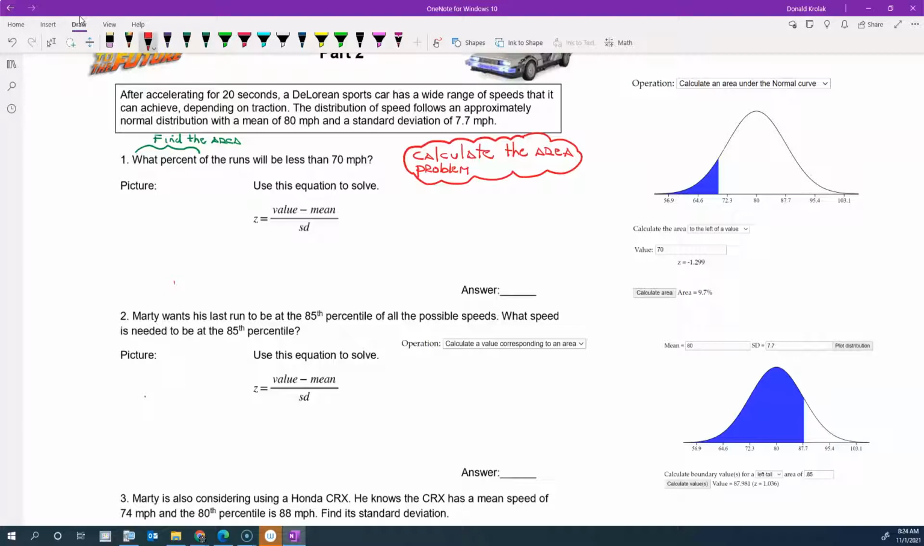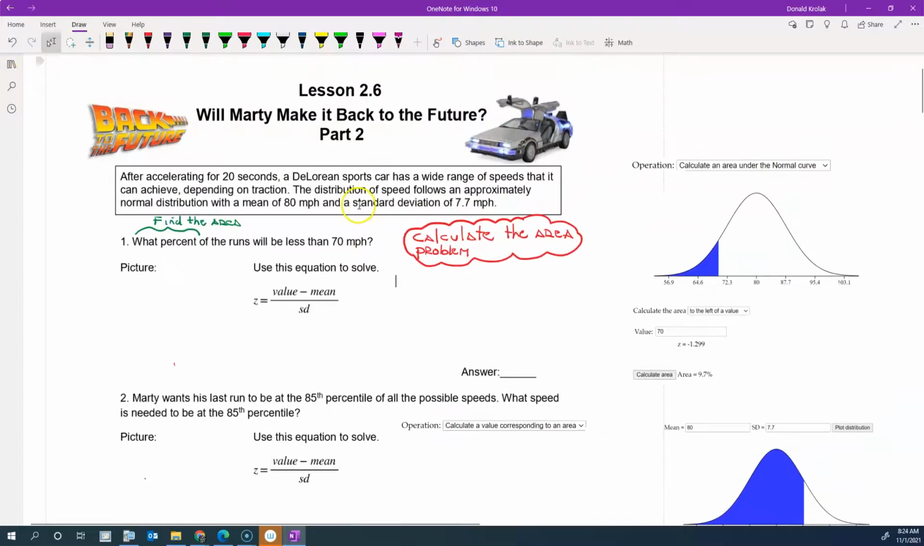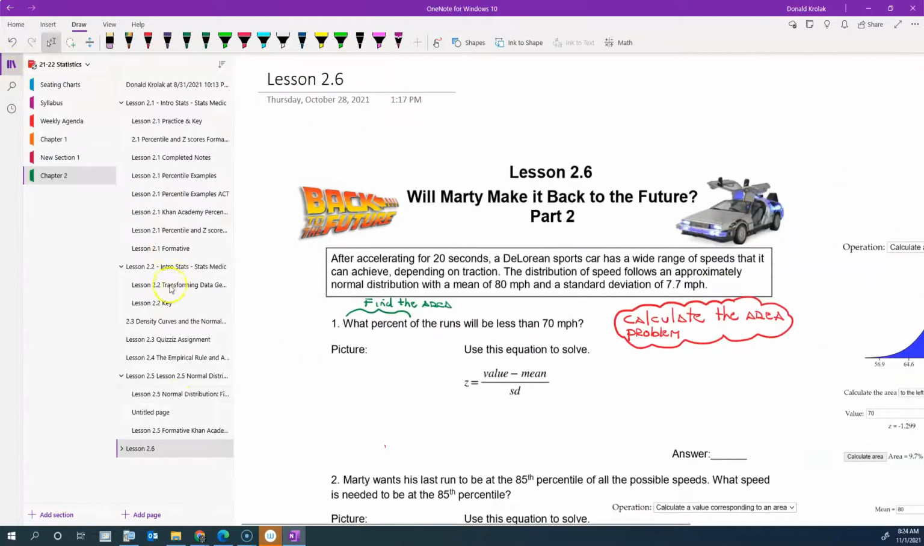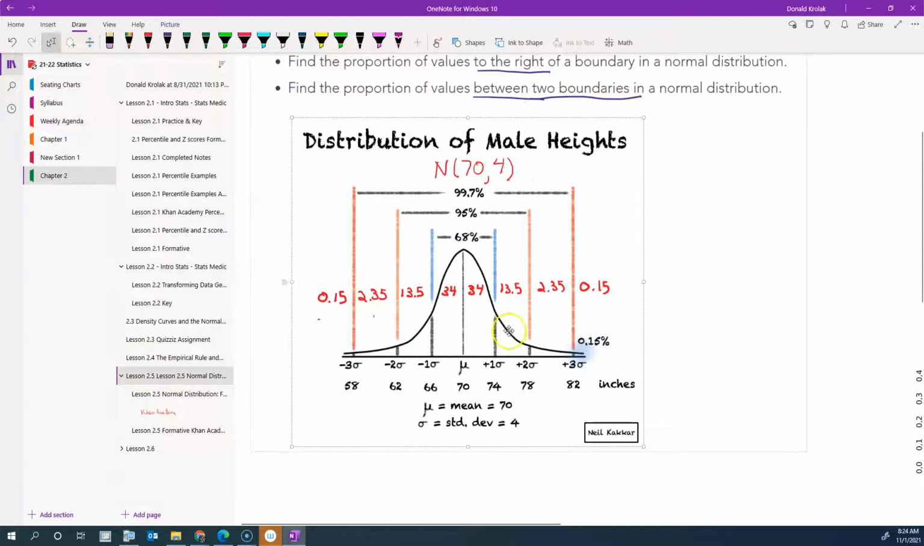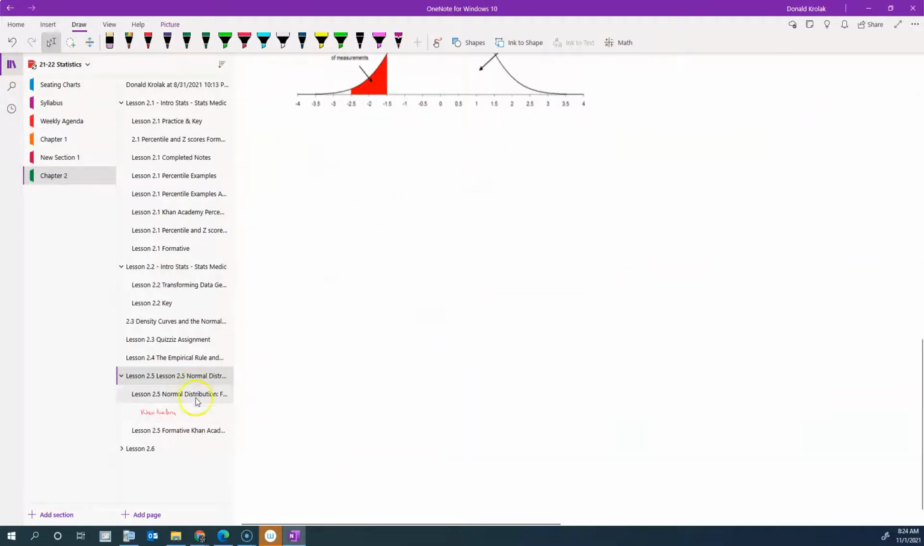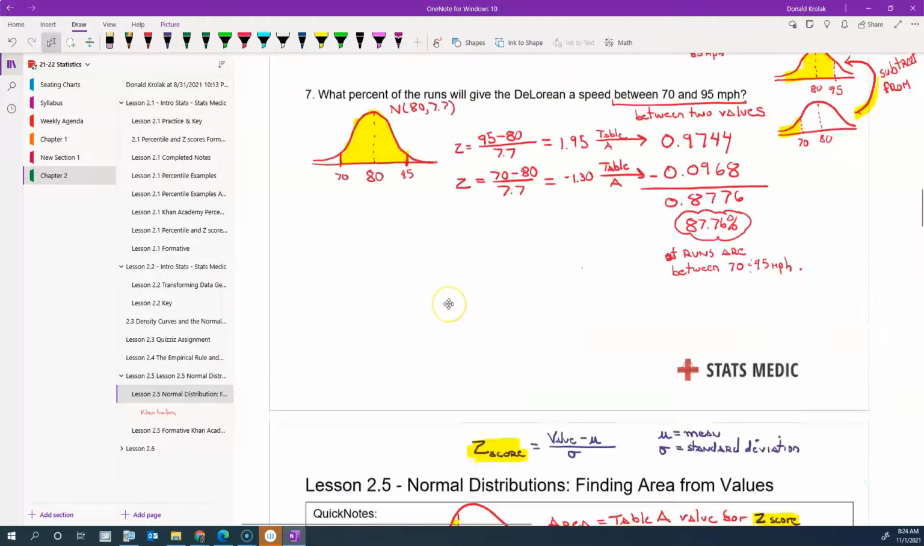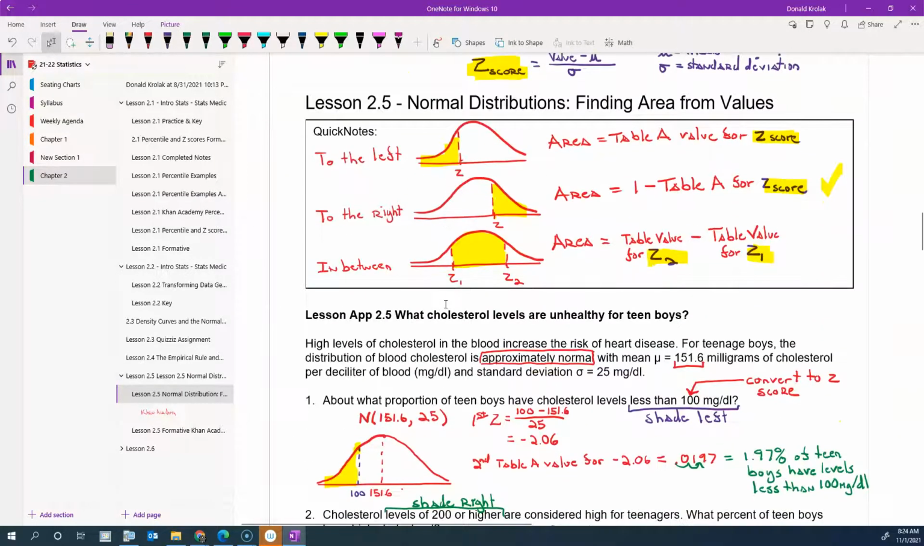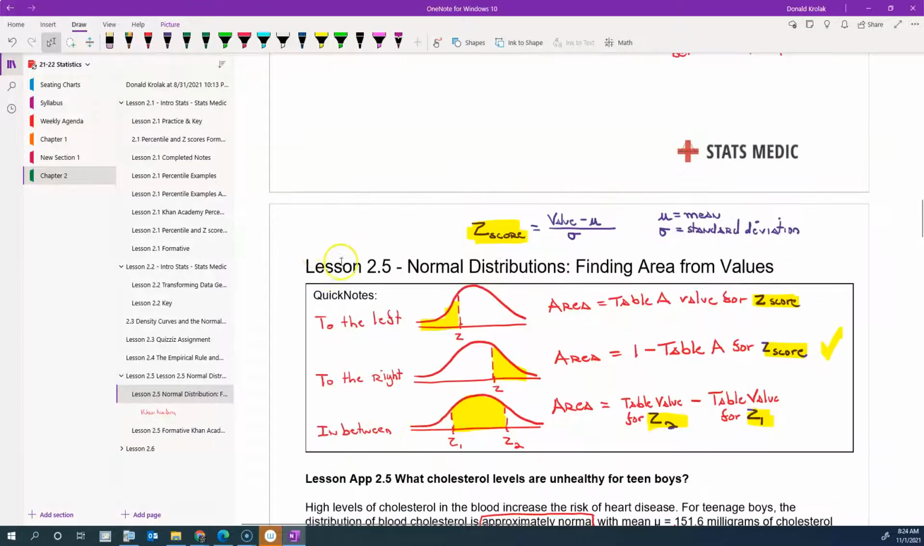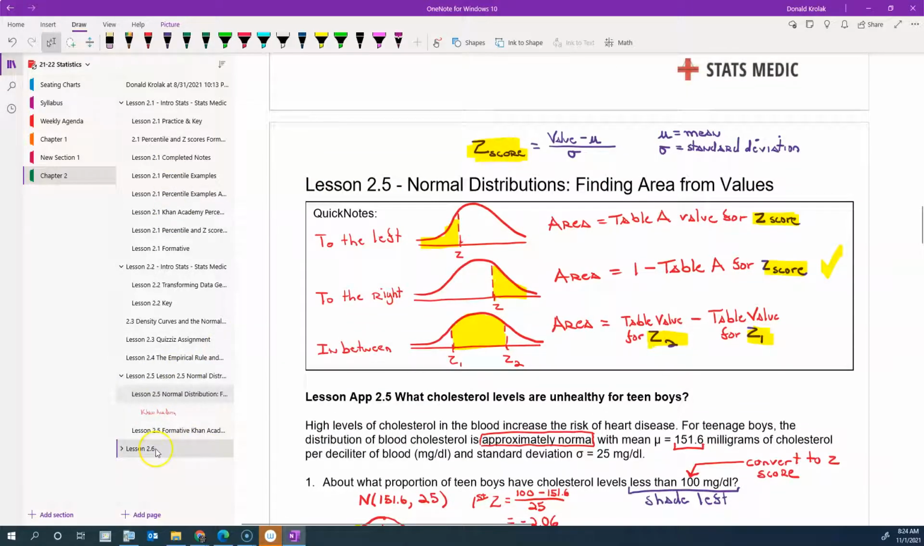So this is what we did last week. When we did this section right here, calculating the area is doing what's in this table right here. Okay, so let's go back.